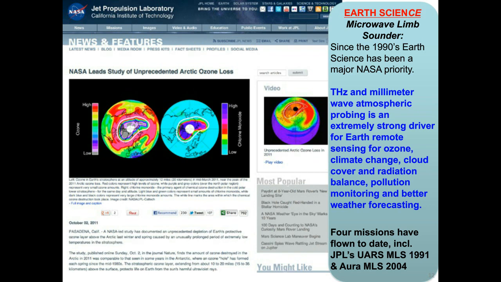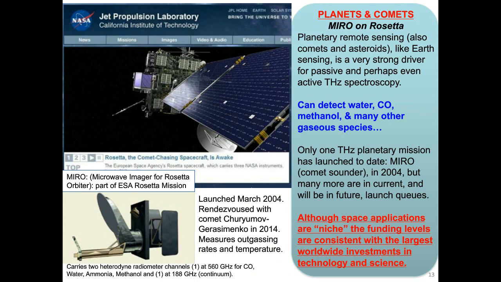And finally, there's been one mission that has used terahertz receivers for a planet or comet. In this case, it was also a European Space Agency mission, on the Rosetta orbiter. We had an instrument called MIRO, which was launched in 2004 and rendezvoused with comet Churyumov-Gerasimenko in 2014. And it measured carbon monoxide, water, ammonia, and methanol as they outgassed from the comet as it approached the sun.